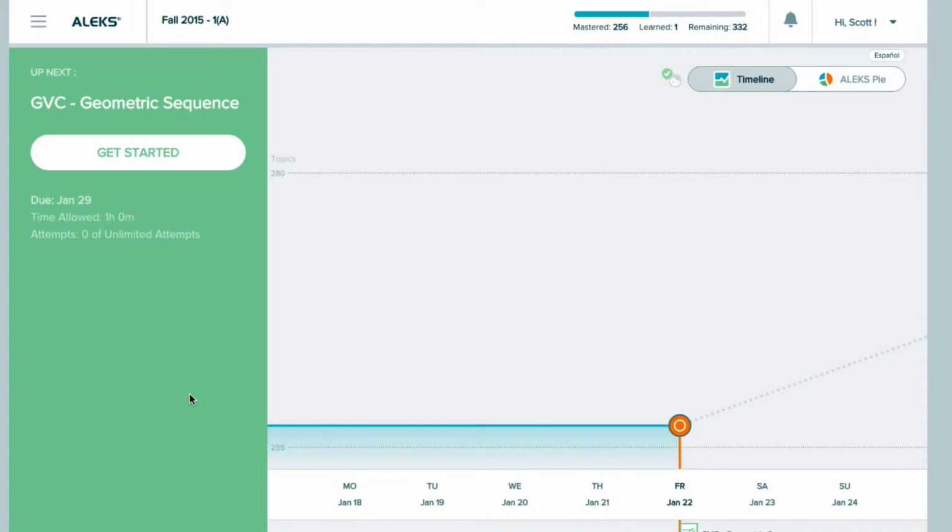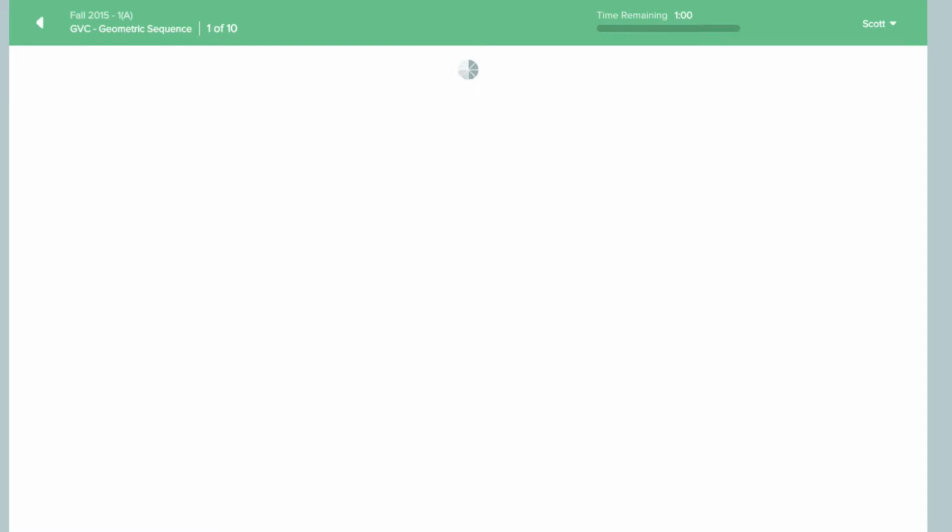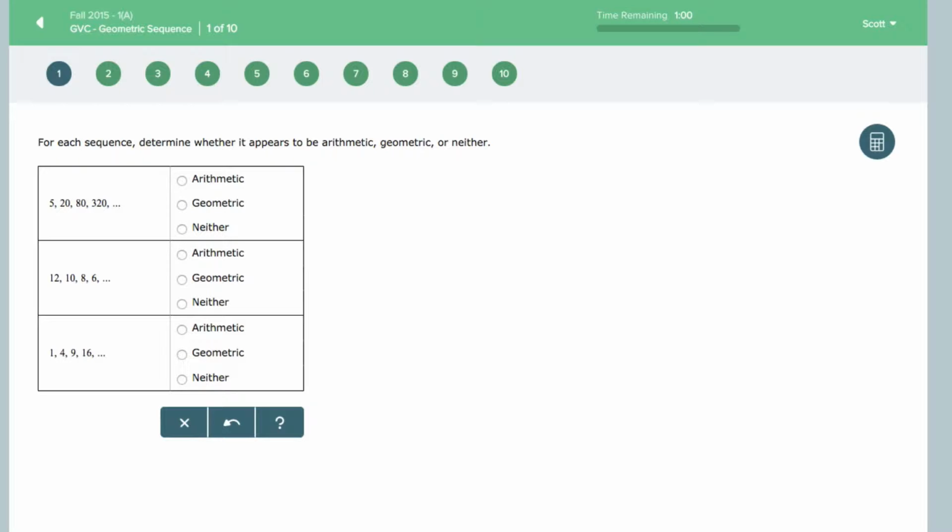I want to go over the GVC geometric sequence assignment on Alex. This assignment, you have 1 hour to take, but it shouldn't take you that long. The first question, now the numbers might be different, but it will be the same basic concept. For each sequence, determine whether it appears to be arithmetic, geometric, or neither. And that's a key part right there, the neither. Sometimes it's not going to be either one of them.